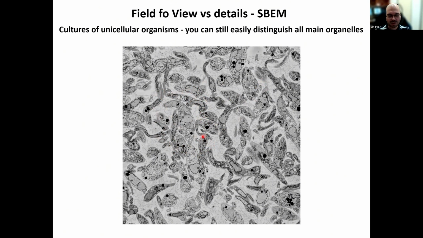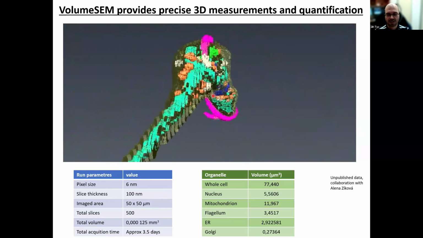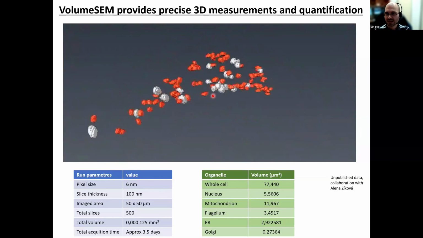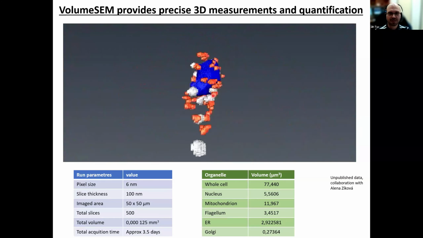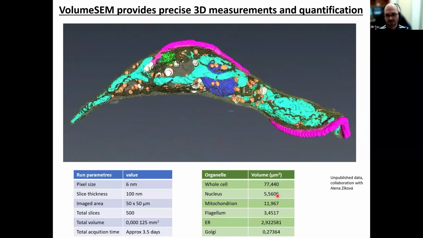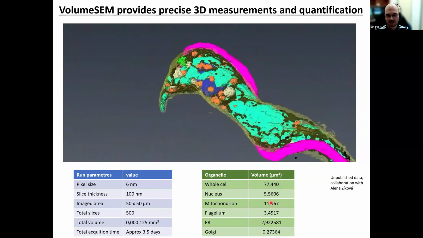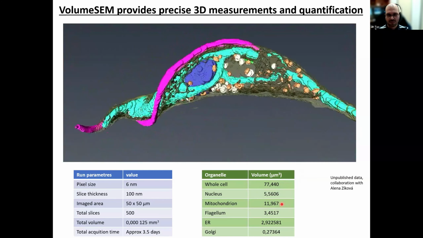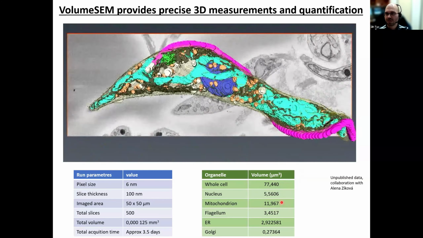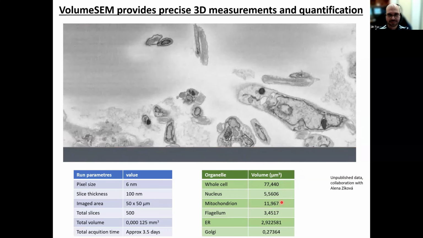And this is to show you that the volume SEM is really great for quantitative work, that you can quantify everything that you segment. So this one particular cell has a volume of 77 cubic micrometers. Its nucleus is 5.5 cubic micrometers. The mitochondrion is 12 cubic micrometers. We can measure the length of the flagellum. We can measure the length of the cell, etc.